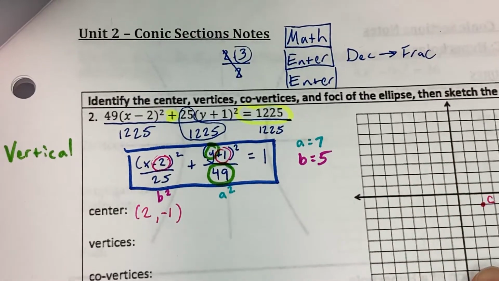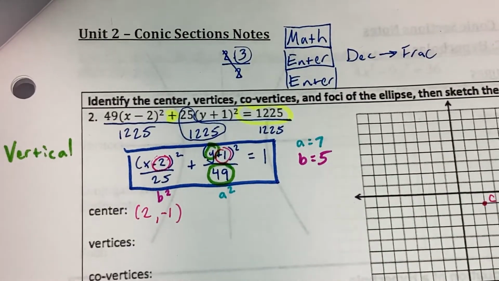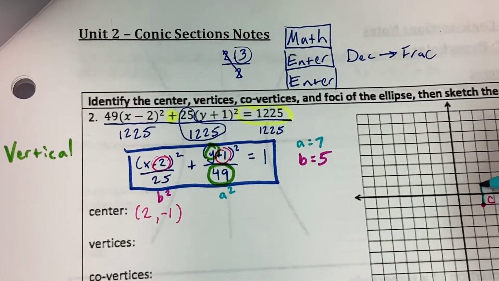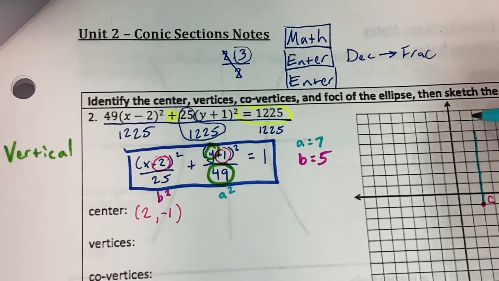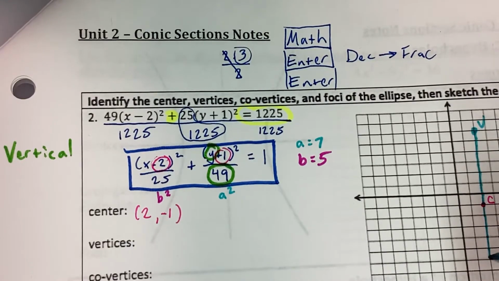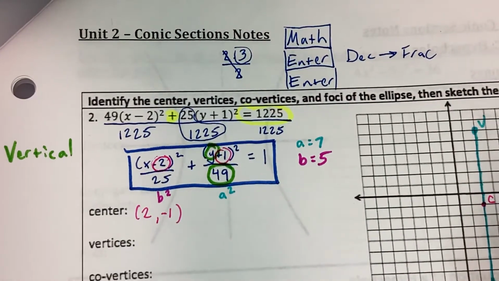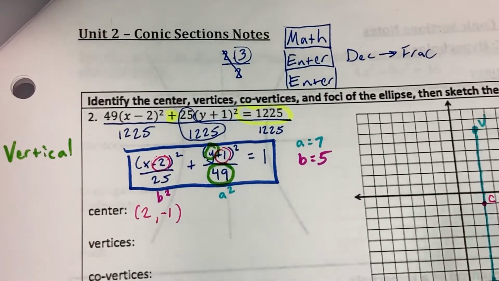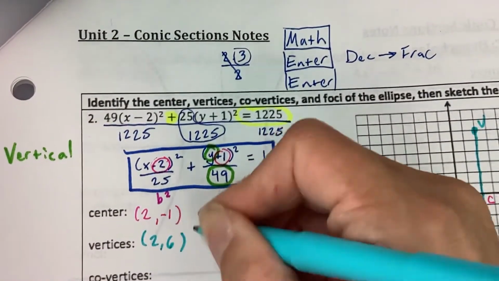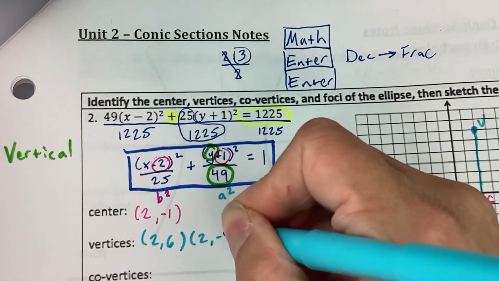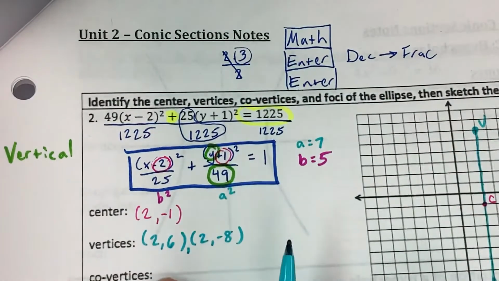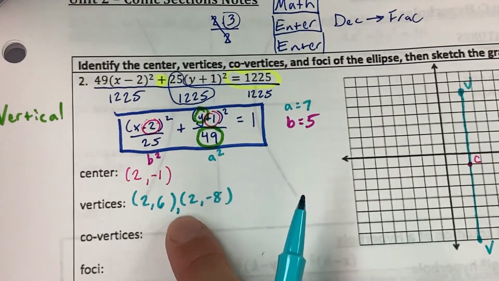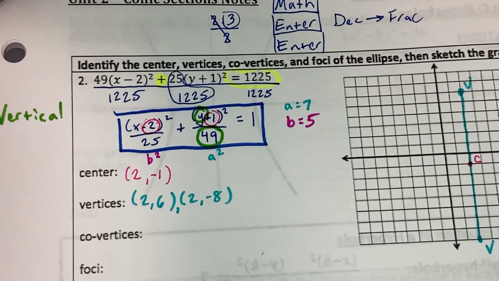So if this is a vertical ellipse, that means my major axis is going to go up and down. So if my a value is 7, that means I am going to go up 7. 1, 2, 3, 4, 5, 6, 7. For my first vertex, and down 7. 1, 2, 3, 4, 5, 6, 7. For my other vertex. So the coordinates of those vertices would be 2, 6 and 2, -8. And don't forget that my math lab is pretty picky about commas in between your answers. So if you're stating the vertices and it asks you to separate with a comma, make sure that you use that.